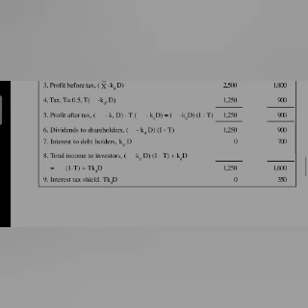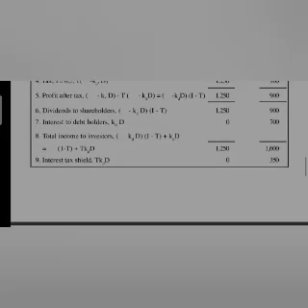Sixth, dividends to shareholders, (X minus kd D) multiplied by (1 minus T). Seventh, interest to debt holders, kd D. Eighth, total income of investors, (X minus kd D) multiplied by (1 minus T) plus kd D, which is equal to X(1 minus T) plus T kd D. Ninth, interest tax shield, T kd D.